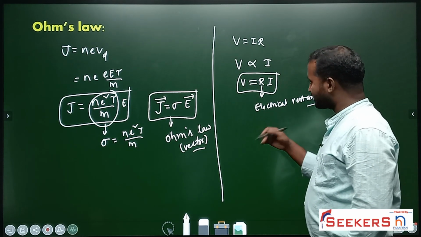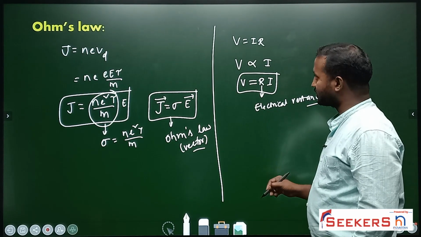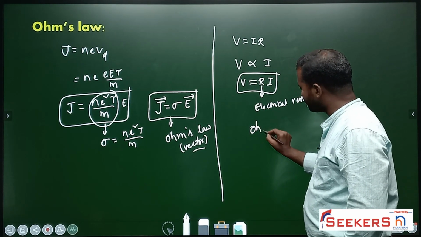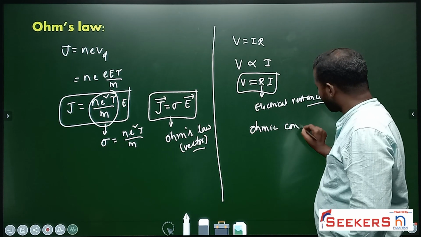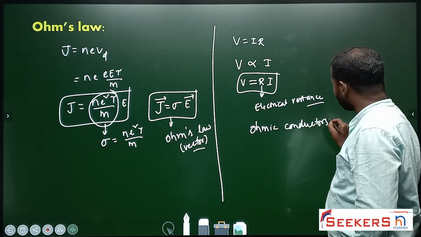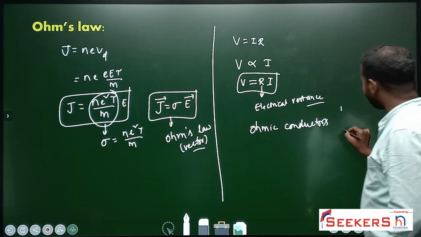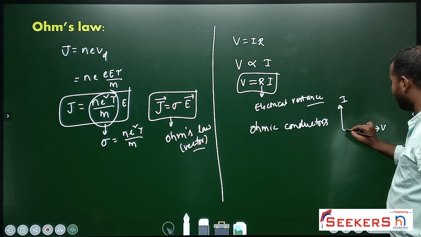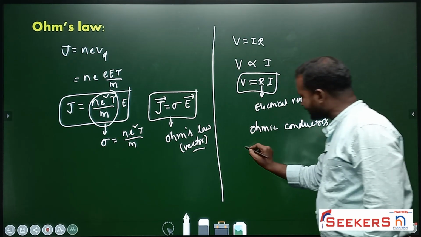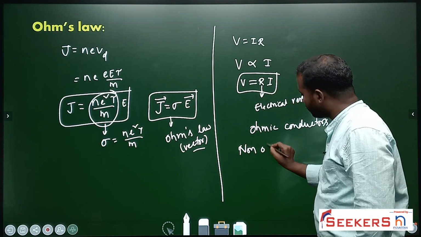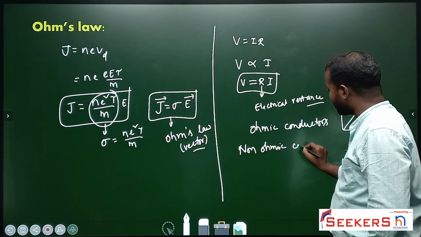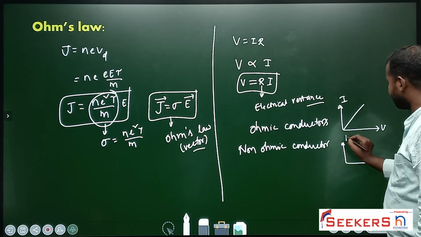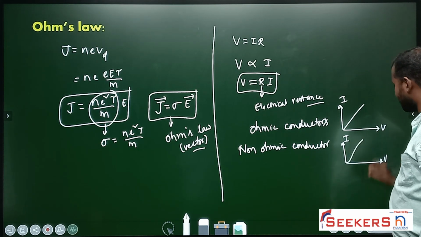Now let us discuss the details a little later. The conductors which follow Ohm's law are called ohmic conductors. So the graph of current as a function of voltage will be a straight line like this. Whereas the conductors which do not follow Ohm's law are called non-ohmic conductors. Now the graph won't be linear, but it will be non-linear. It won't be a straight line. It can be of something like this and so on.